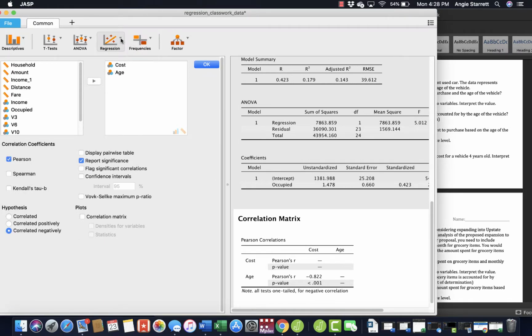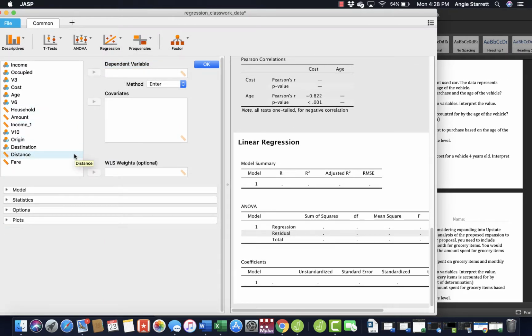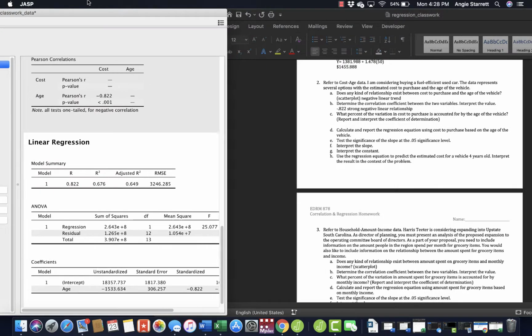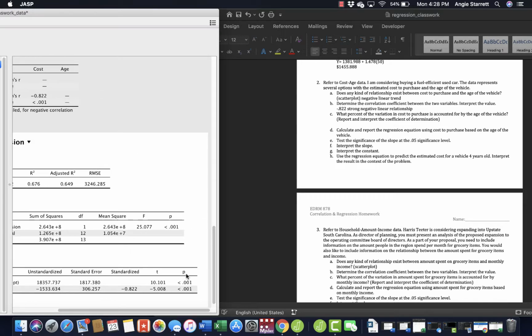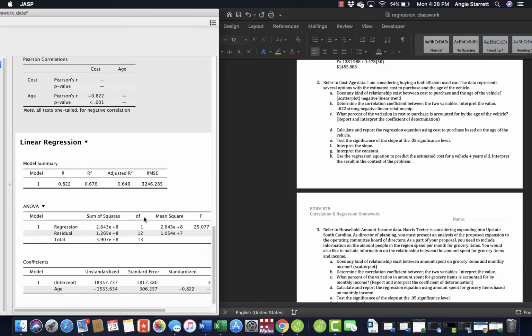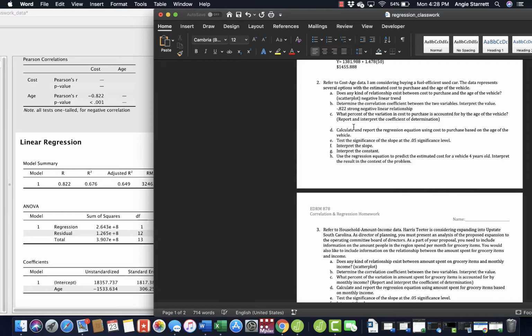All right, so let's go into regression, and we want to predict cost from the age. So we see that intercept and age are both significant. And we can look at our R squared here for the coefficient of determination. So 67.6% of the total variation in cost to purchase is explained by age of the vehicle.